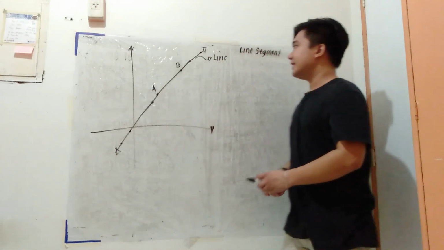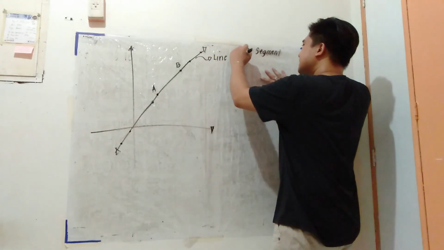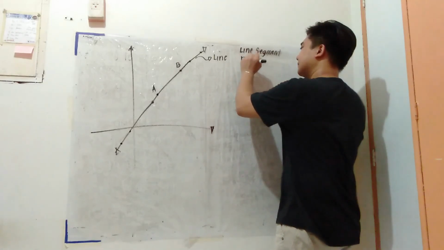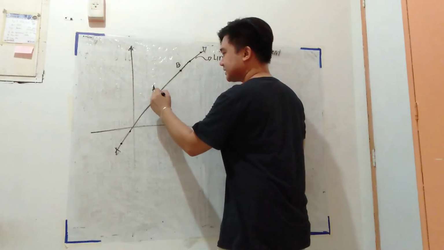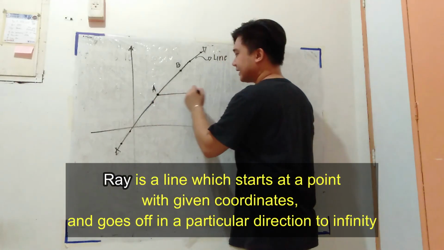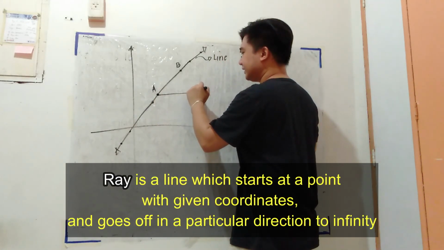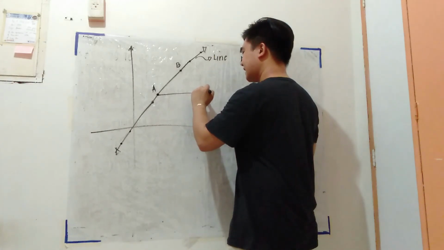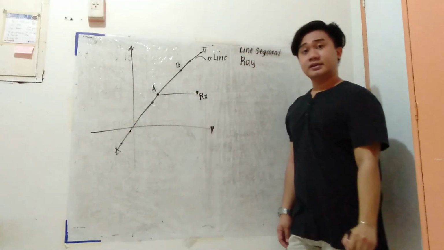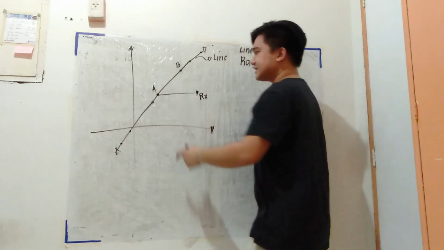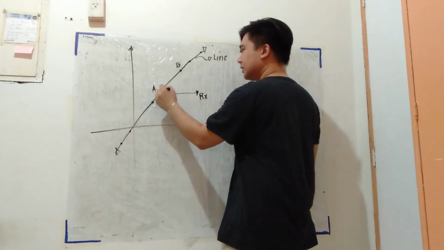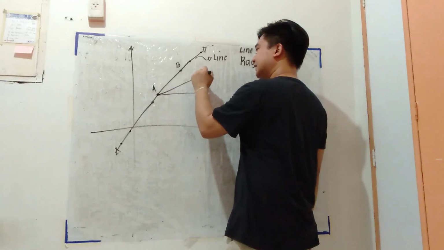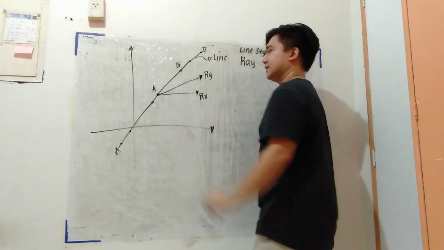Okay? Next, what about when we say ray? How is a ray formed? A ray is formed when you start at a point and extend from there indefinitely. So, let's say this is ray X. And then, starting again from this point A, I extend again indefinitely. Let's say this is ray Y.